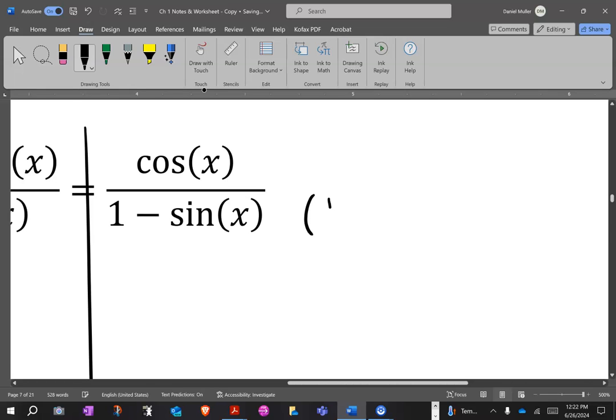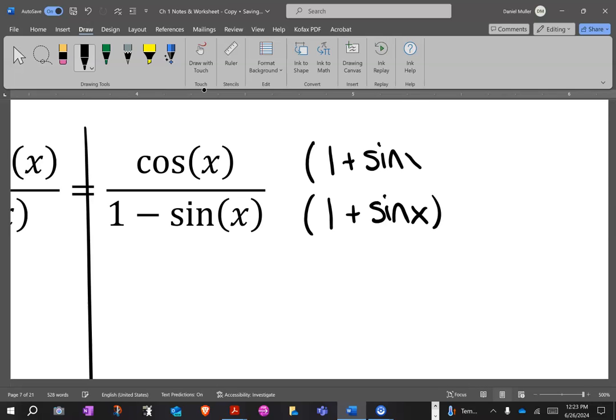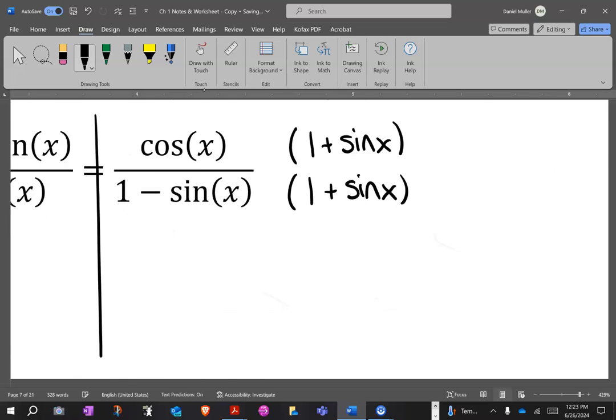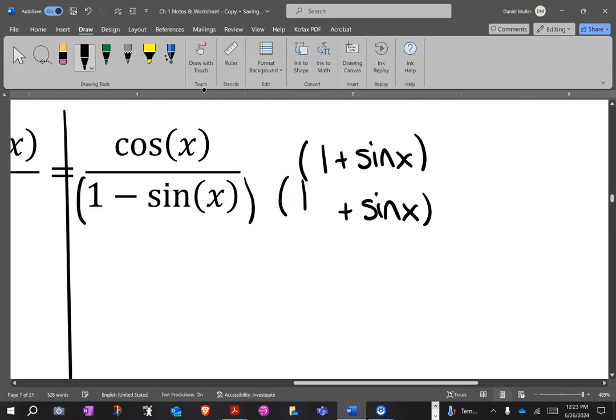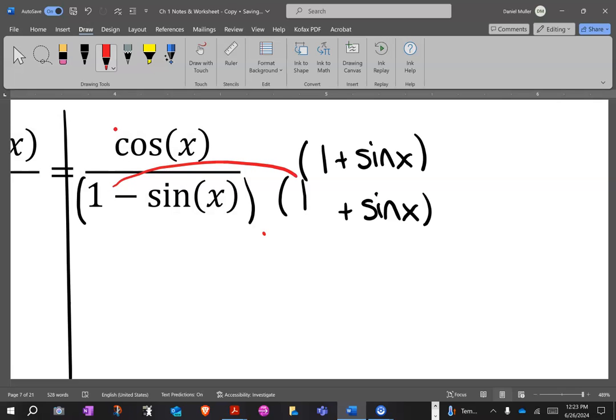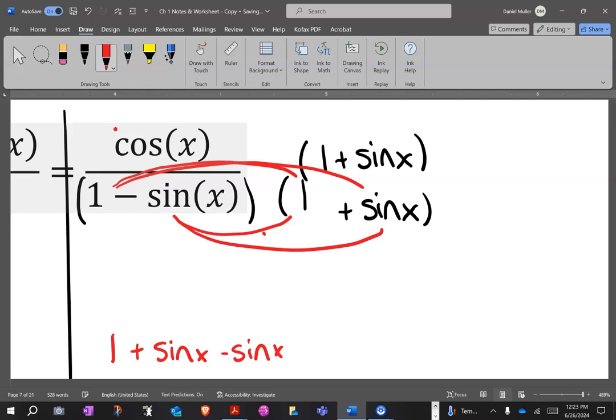I'm going to multiply this side by the conjugate, 1 plus sine. And if you do this enough, you'll know this trick. Often you can see the conjugate somewhere else in there. Not always. So I'm going to multiply this out. So 1 times 1 is going to be 1. 1 times sine is sine x. Sine x times 1 is negative sine x. Negative sine times positive sine is just going to be a negative sine squared.